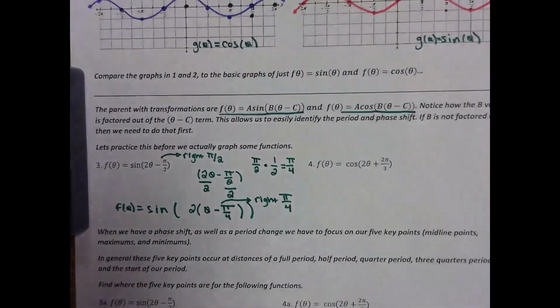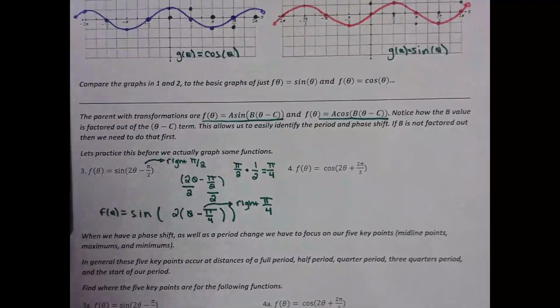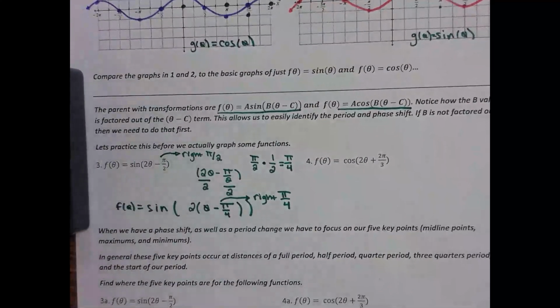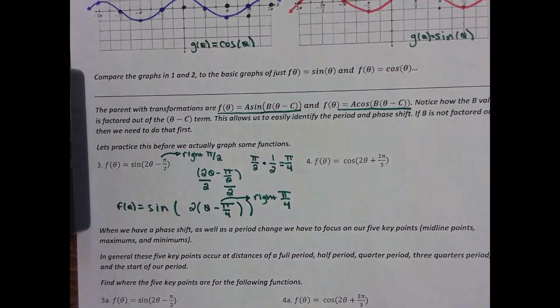Okay, I want you all on number 4 here to practice doing the factoring as well. So take that equation, factor out the 2, see how that changes 2 pi over 3, and identify the phase shift.